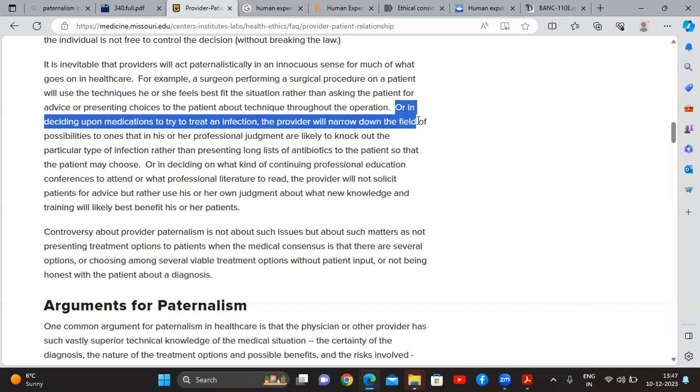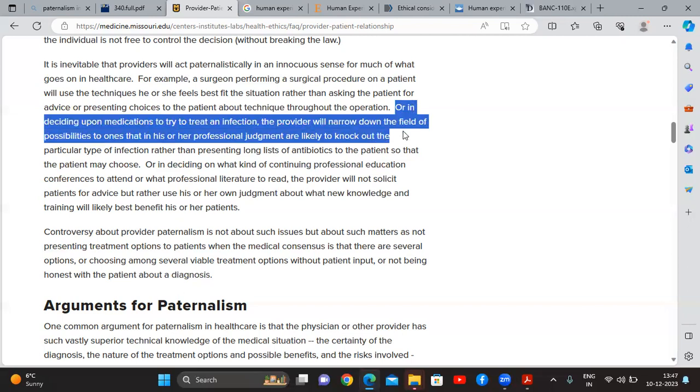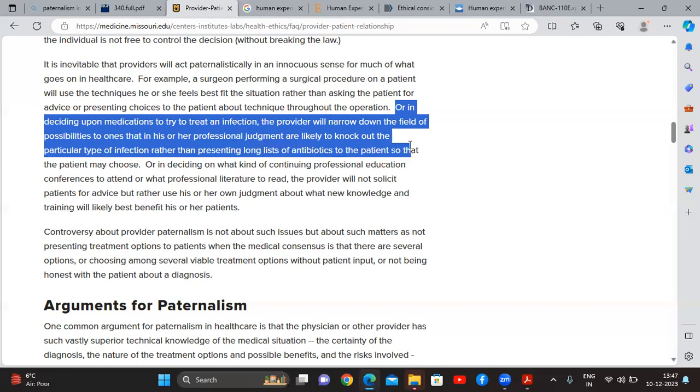Achha, now, deciding upon medications to try to treat an infection, the provider will narrow down the field of possibilities to ones that his or her professional judgment says are likely to knock out the particular type of infection, rather than presenting long lists of antibiotics to the patient so that the patient may choose.